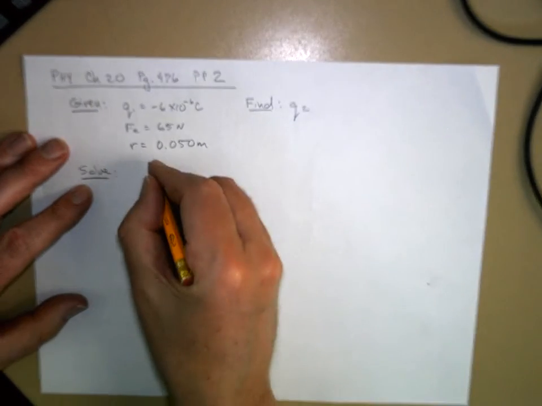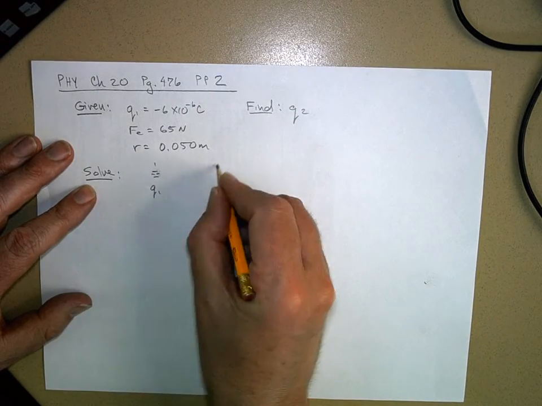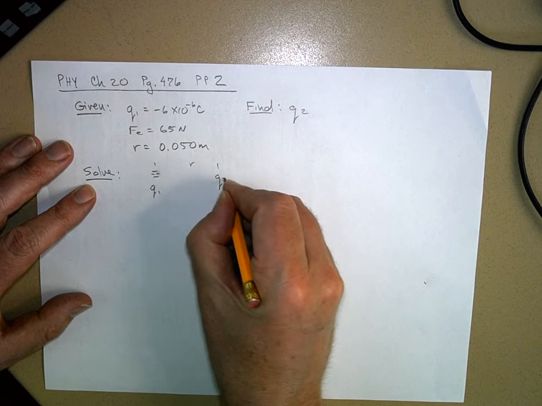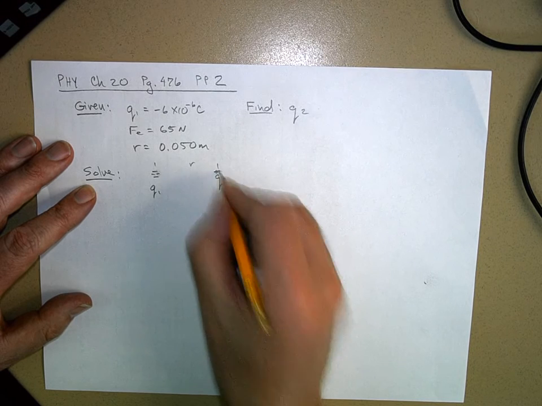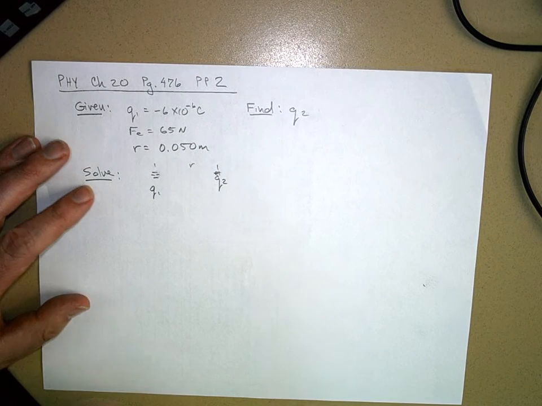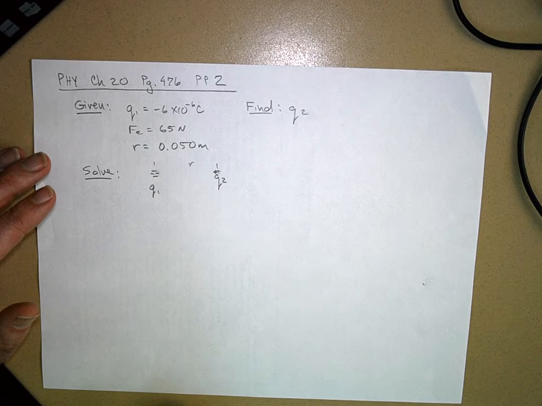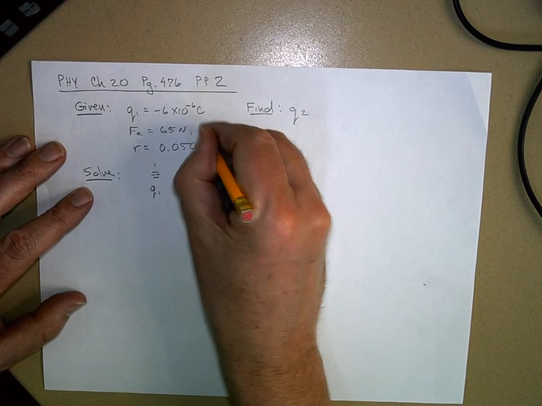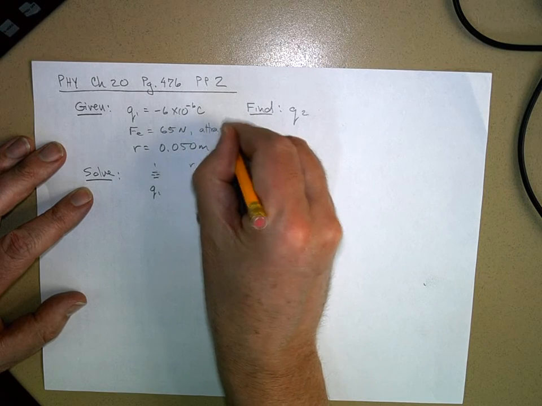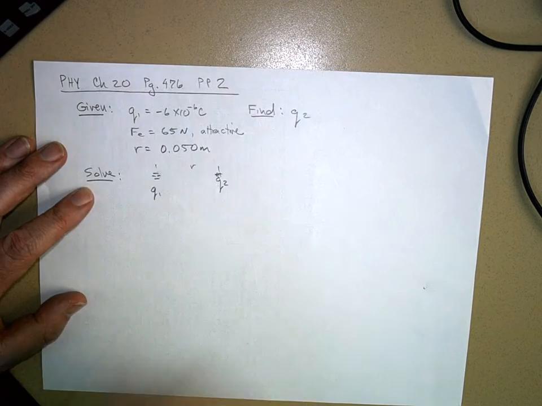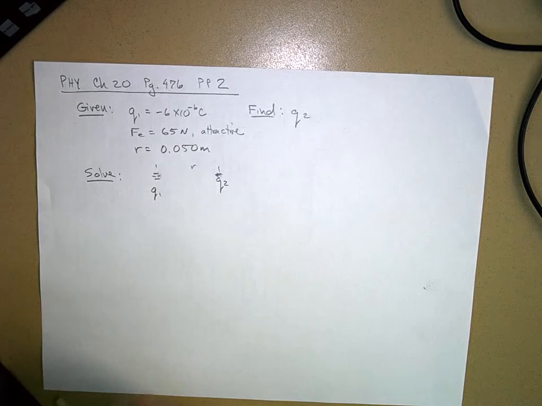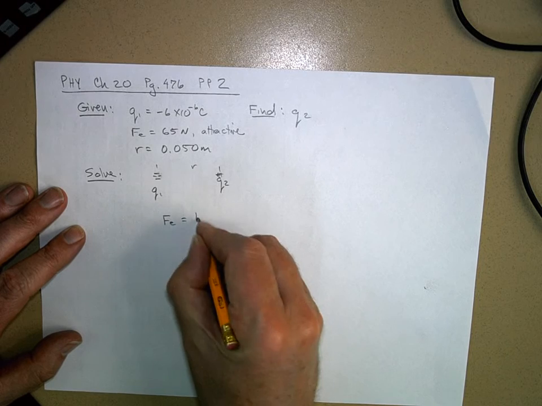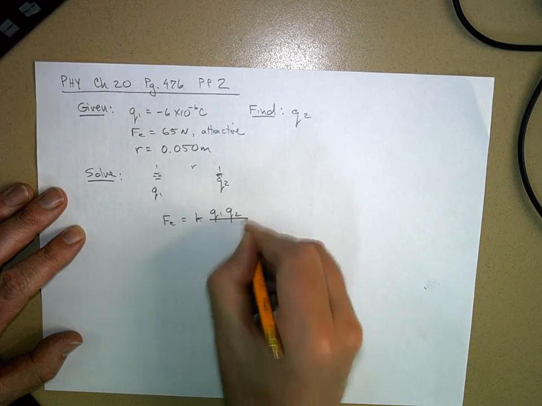And so here's Q1, and we know what the distance R is, and here's Q2. I don't know whether it's positive or negative. Does it say? It's an attractive force. Okay, so that was given too. And so we know that that electric force is equal to K Q1 Q2 over R squared.